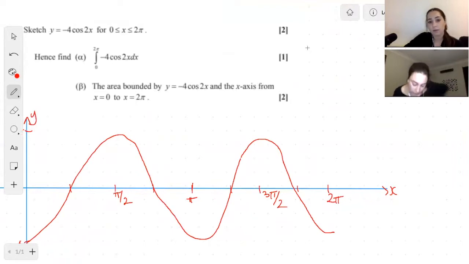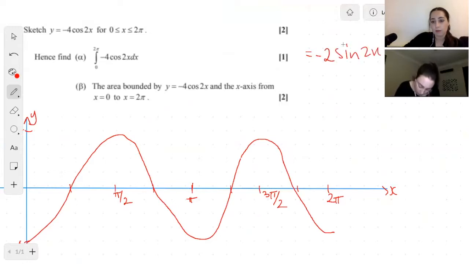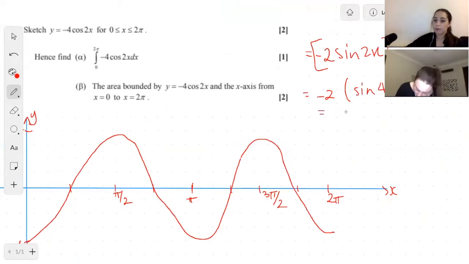So minus, what's -4 times 1/2? So is it -2 or just 2? Well, it's -4 times 1/2, so it's -2. Yeah, okay. So -2 sine 2x. Cool. So -2 sine 2 times 2 pi, minus -2 sine 2 times 0. So that one's going to equal 0.